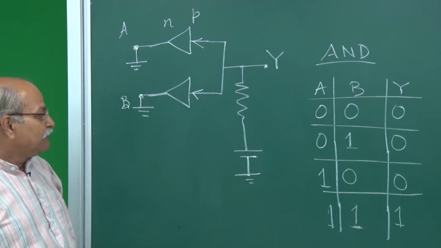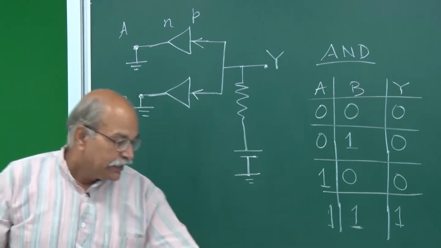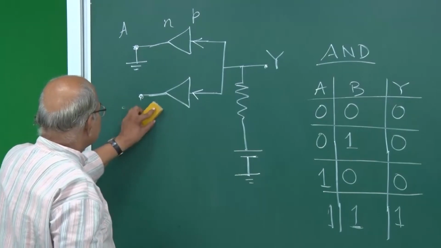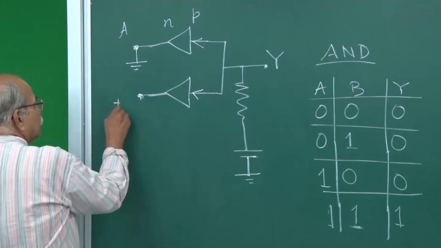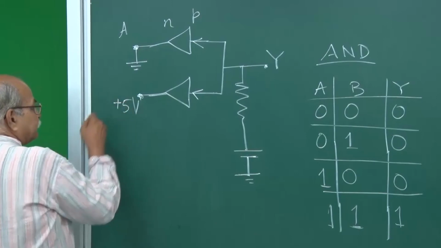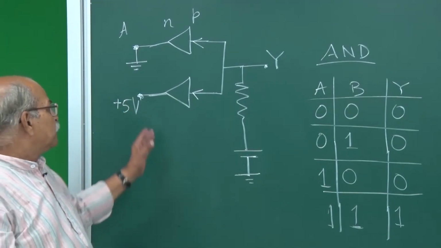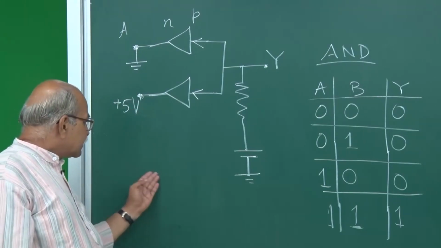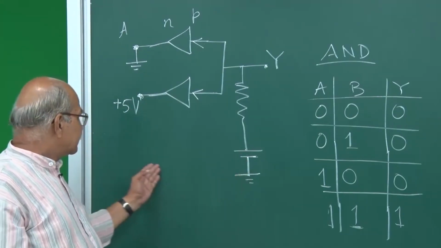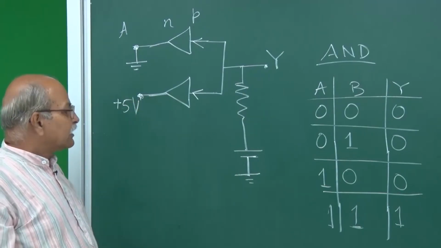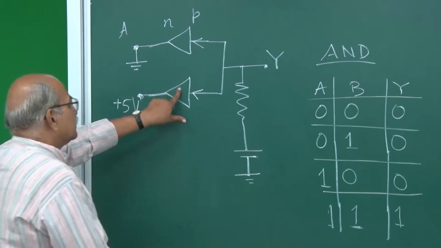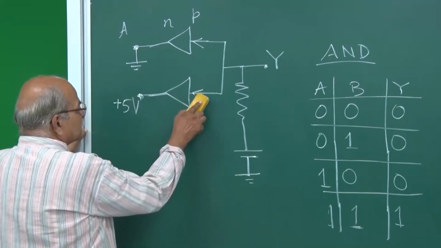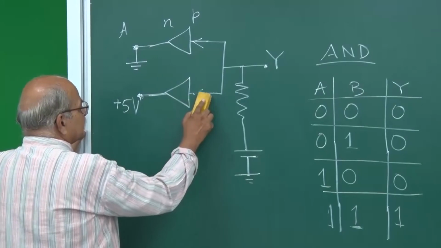And then what happens if A is 0 and B is 1? A is 0 means A remains grounded, but now B is at 5 volts. Let us say 5 volts. So if we have put 5 volts here, that means we have put another battery here, and that battery is connected to this negative here, and this is plus 5 going that. So what happens? This becomes reverse bias. You have put full 5 volts here. So no current through this.